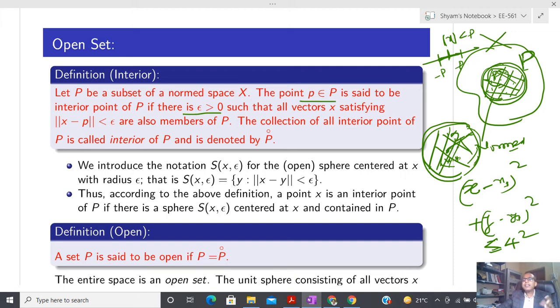And the shape, I am not caring about the shape, I am just giving the name ball. So whenever we are talking about an interior point, whenever we are defining some kind of norm, the norm is telling what the distance from x to p is.